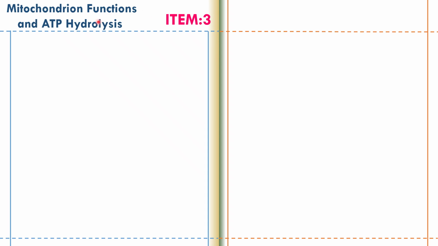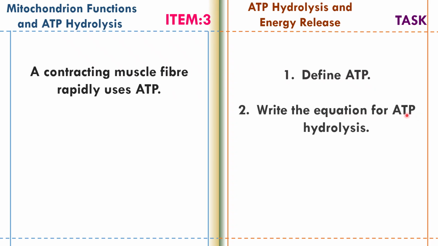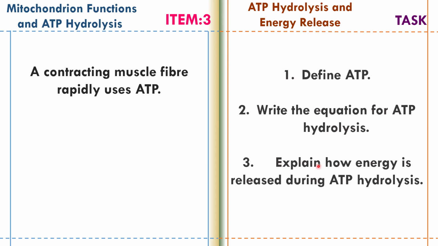Mitochondrion functions and ATP hydrolysis. Item 3. ATP hydrolysis and energy release. A contracting muscle fiber rapidly uses ATP. Task: Define ATP. Write the equation for ATP hydrolysis. Explain how energy is released during ATP hydrolysis.